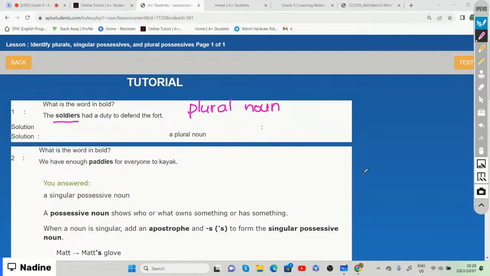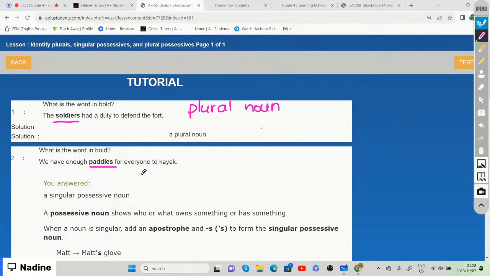All right, we look at the next one. We have enough paddles for everyone to kayak. So the word paddles, is that a plural noun? Is it a singular possessive noun? Or is it a plural possessive noun?